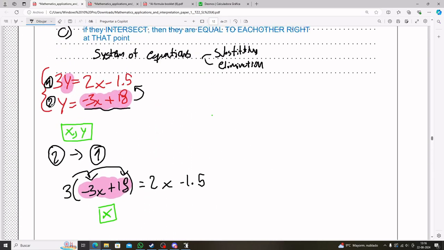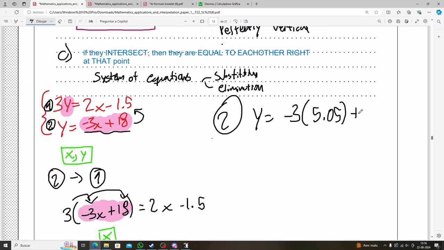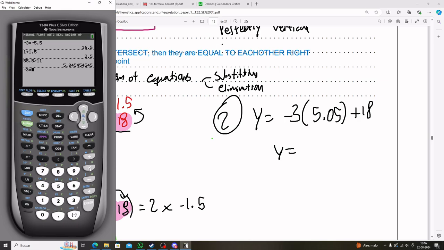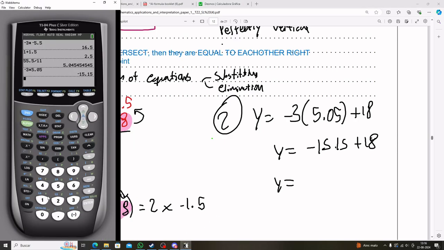With 5.05 for your value of x, now you can just plug it in anywhere up there, either to the first or second. I'm going to choose to plug it into the second one. I end up with y equals -3 times my value of x, which is 5.05, ¿cierto? Plus 18. So y has to equal whatever that is. Let's find out. -3 times 5.05, yeah, -15.15 plus 18. So your value for y ends up being 2.85, probably.